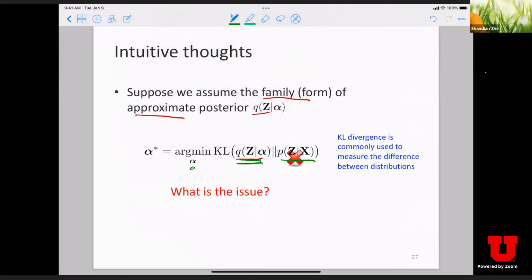In other words, suppose this is the true posterior. Your minimization of KL divergence is like searching over this approximation space, and eventually you find the best one, which is closest to the ground truth. Does it make sense?